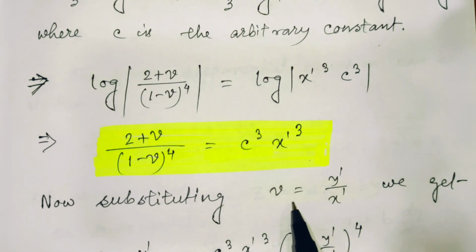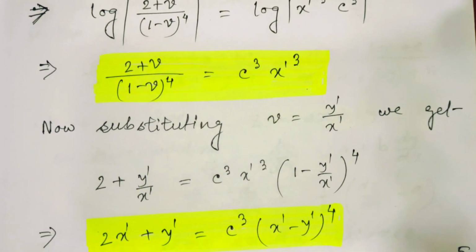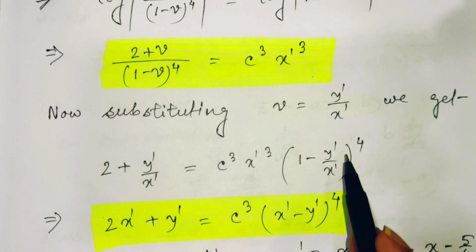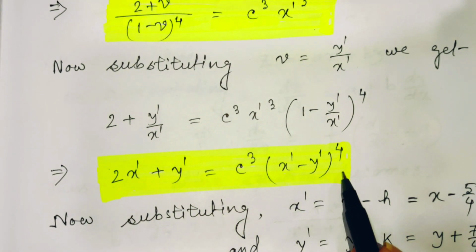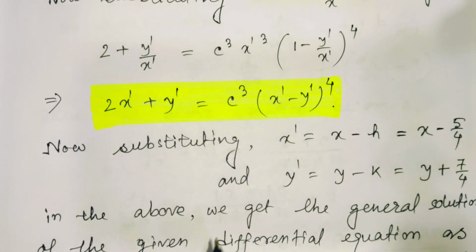So v we know is y'/x', so we should substitute v for y'/x'. After this substitution we find this one, and here our equation is in terms of x' and y'. We know x = x' + h, which we have substituted, and y = y' + k, so we should resubstitute here.